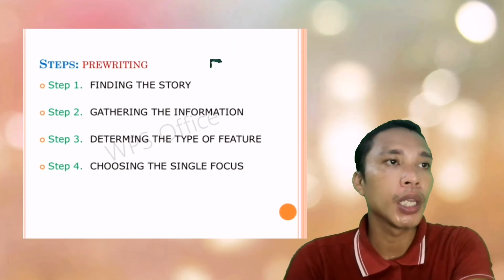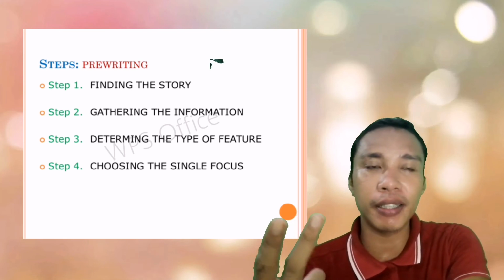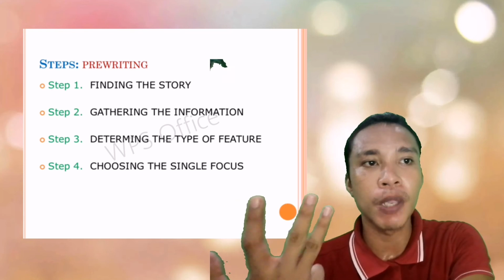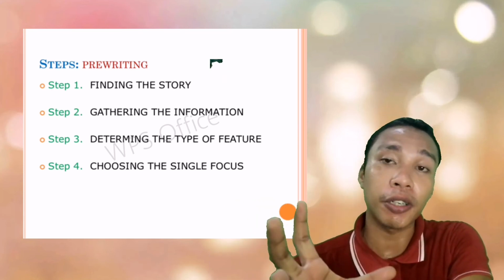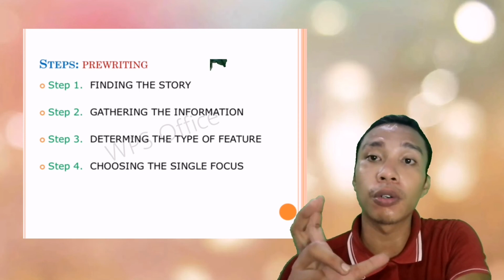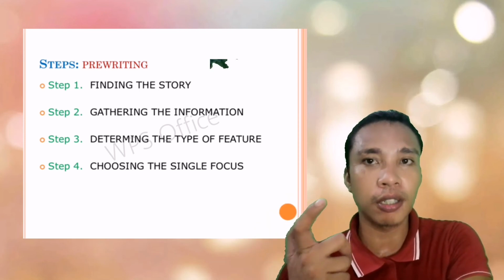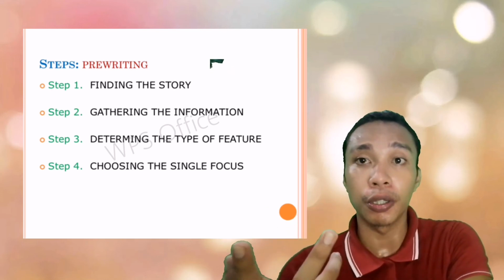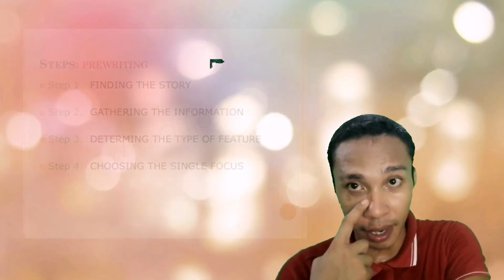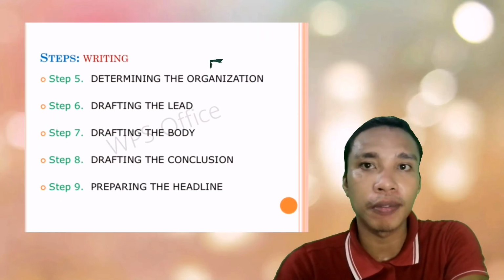Okay, so step 1 is finding the story. Step 2 is gathering the information. Step 3 is determining the type of feature. And step 4, choosing the single focus. Okay, remember when you're trying to feature, it has to focus. The focus should only be on the actual subject. If it's a person, if it's a place, if it's about your trip, your travel, it should only revolve around those things.